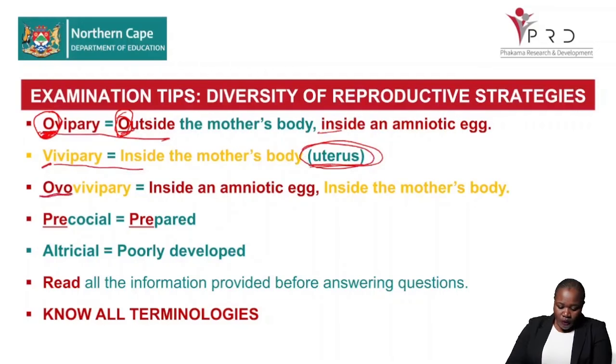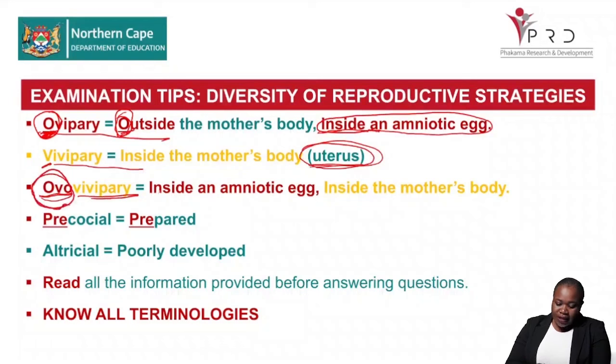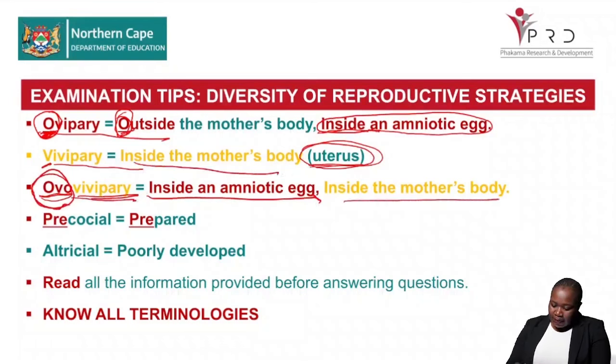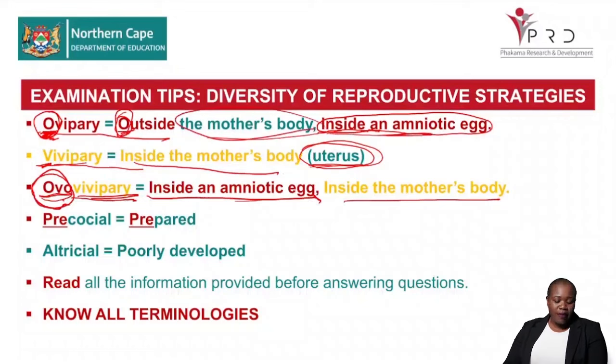So this one, ovovivipary, would be somehow a combination of both. So ovipary is outside the mother's body, inside the amniotic egg, right? So ovovivipary, ovo would be inside an amniotic egg, vivipary would be inside the mother's body. So this one takes place inside the mother's body but inside an egg. So that is how it differs from vivipary. However, it also differs from ovipary because it's inside an amniotic egg but outside the mother's body.